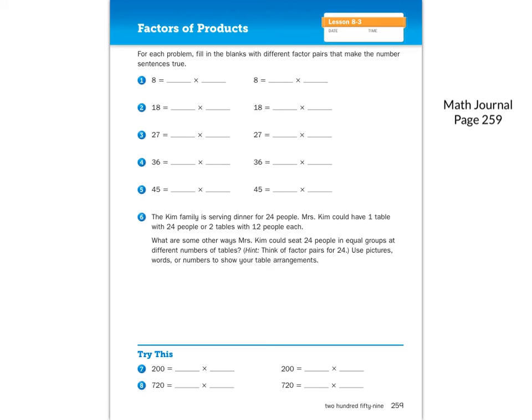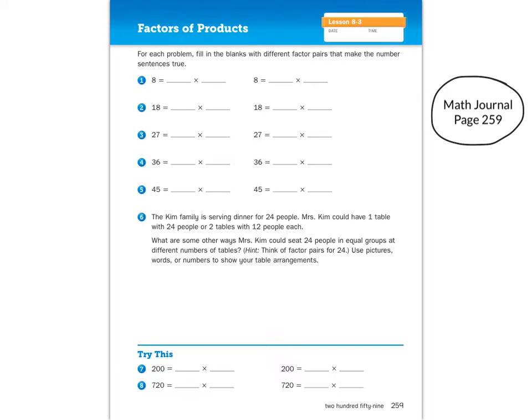We're going to go ahead and open up our math journal right now, and we're going to open to page 259. You're going to need to have a pencil, and we're going to work through this page together. So for the first problem, it says for each problem, fill in the blanks with a different factor pair that makes the number sentences true.